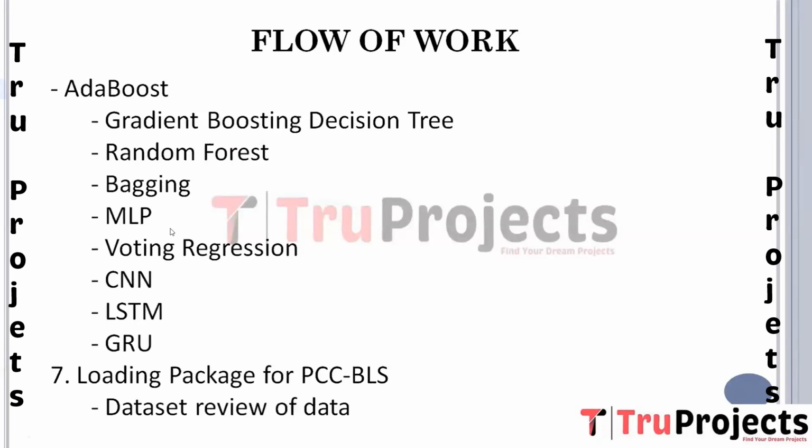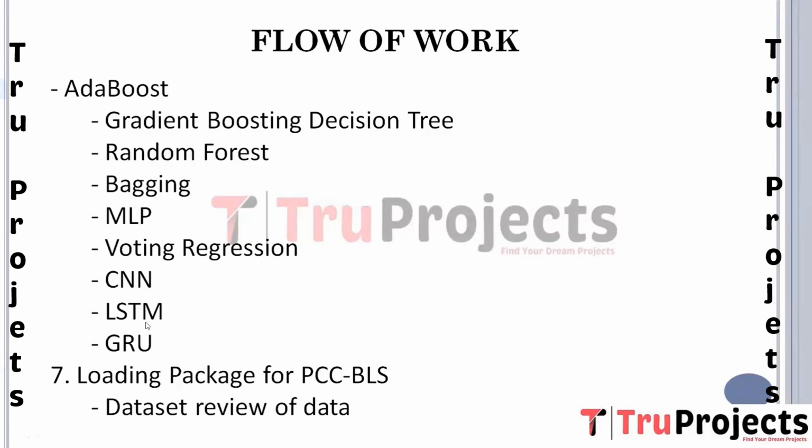And the model named as MLP here, which stands for multi-layer perceptron, is a neural network that consists of multiple layers of neurons. Next, we have voting regression. Voting regression is an ensemble model that combines the predictions of multiple regression models. And the model which is named as CNN, which stands for convolutional neural network, is a type of neural network that is commonly used for image recognition tasks.